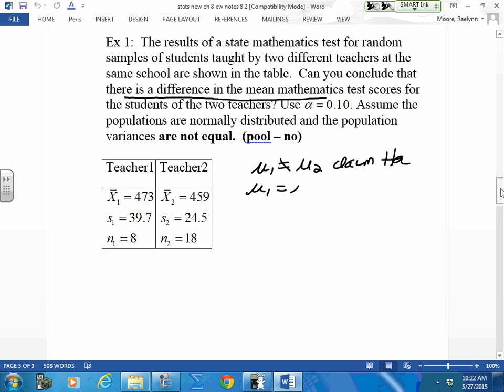Your H0, the complement, is they are equal. Now, you have TCs this time. We have a level of significance of 0.10. We're assuming our populations are normally distributed, and their variances, their standard deviations are not the same. Their variances are not equal. So we're not going to pool. When they're not equal, we're going to use your degrees of freedom a little differently. And you're going to see it in your table.